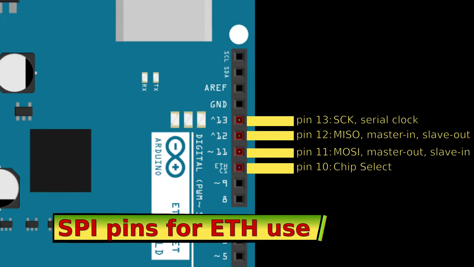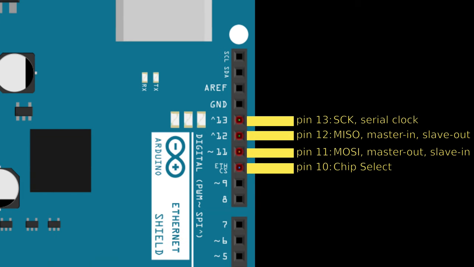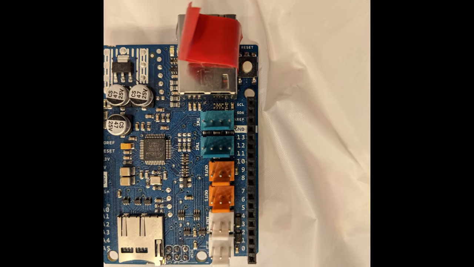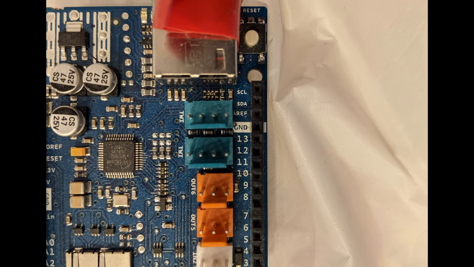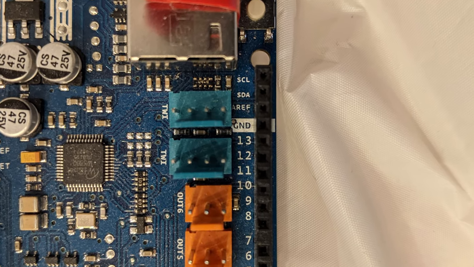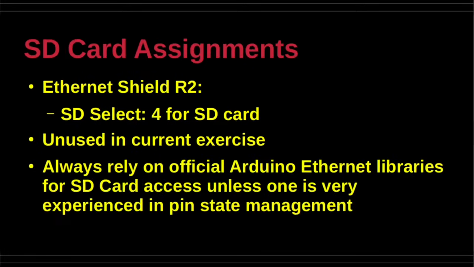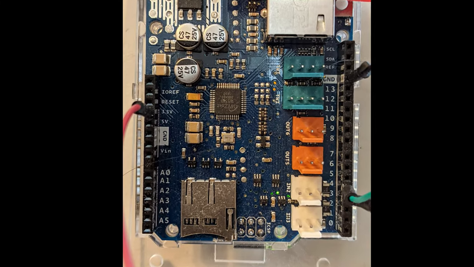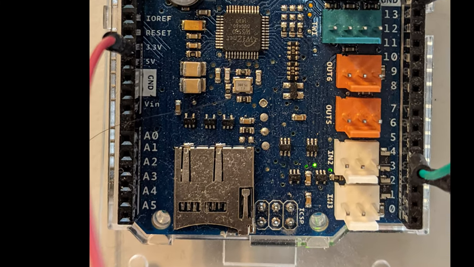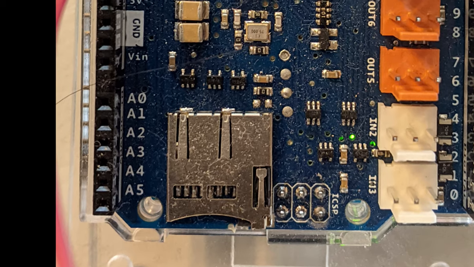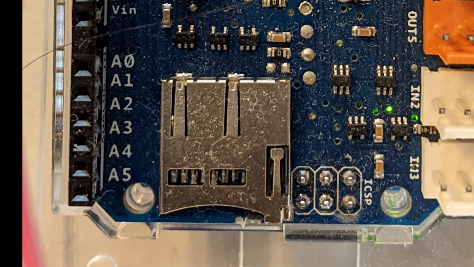The chip select pin for the SD card functions is digital pin 4. It is strongly recommended that standard Arduino libraries be used for state management when using the SD card. Quite a few Arduino shields or hats have support for on-shield SD cards. The Arduino Ethernet Shield Rev 2 is no exception. Further discussion on using the SD card option on this shield is best left for a future video tutorial.